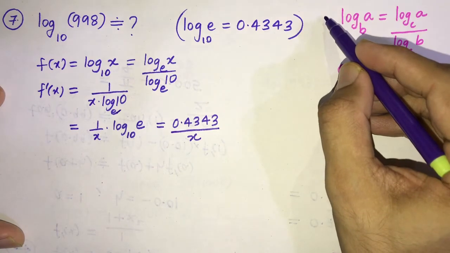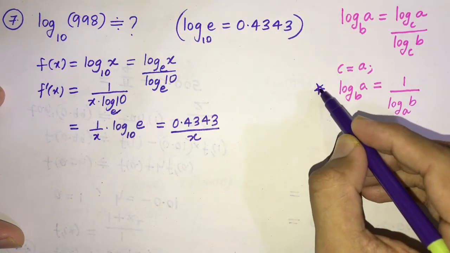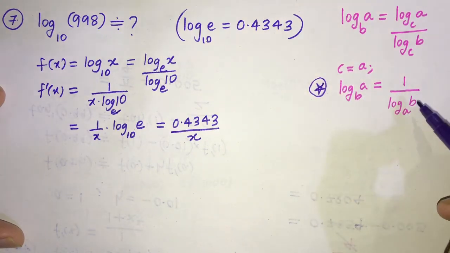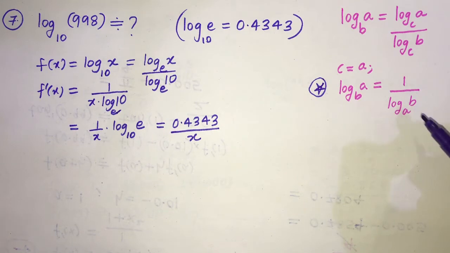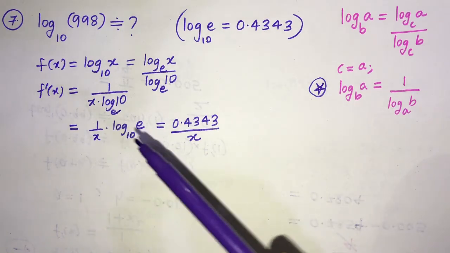That is where we are going to use this law. This is called the change of base law. If we put c as a, we get the reciprocal law in the change of base law: log of a to the base b is the reciprocal of log of b to the base a. So the reciprocal of log b to the base a becomes log of a to the base b.